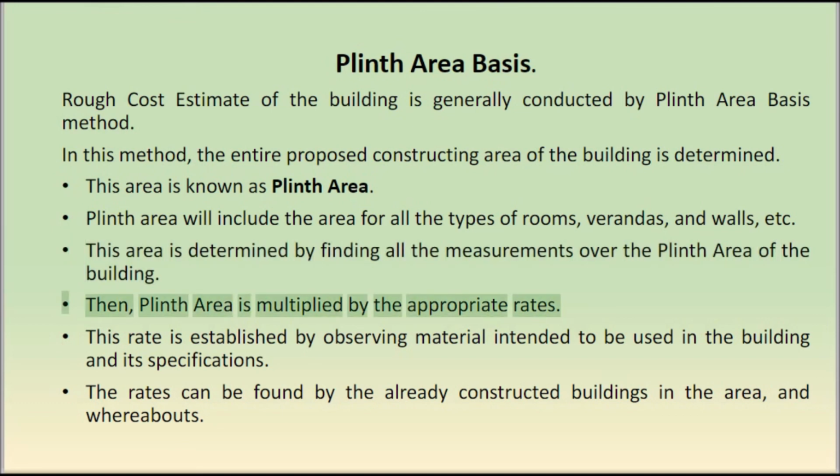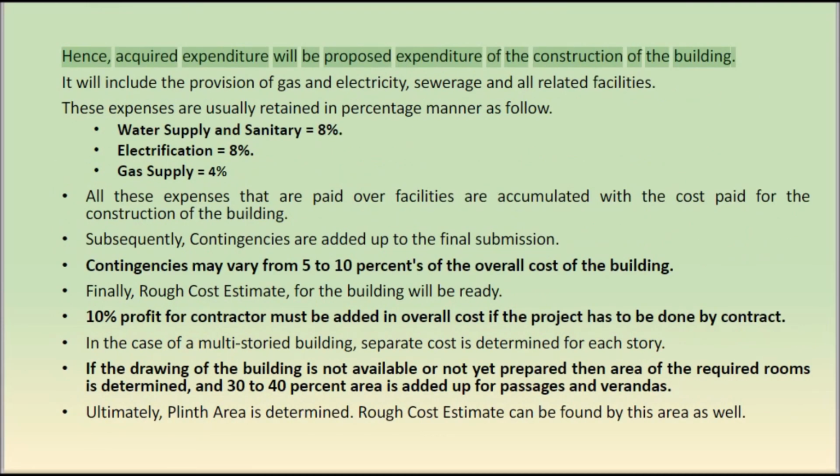Then, plinth area is multiplied by the appropriate rates. This rate is established by observing material intended to be used in the building and its specifications. The rates can be found from the already constructed buildings in the area and whereabouts. Hence, the acquired expenditure will be the proposed expenditure of the construction of the building. It will include the provision of gas and electricity, sewerage, and all related facilities.